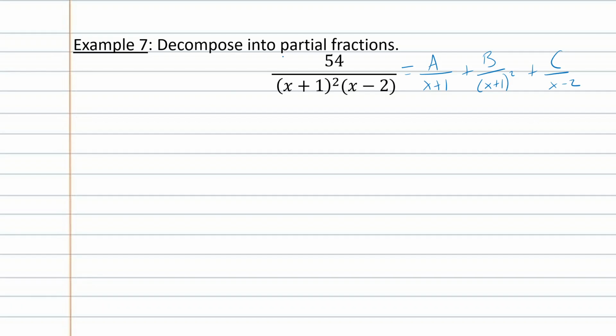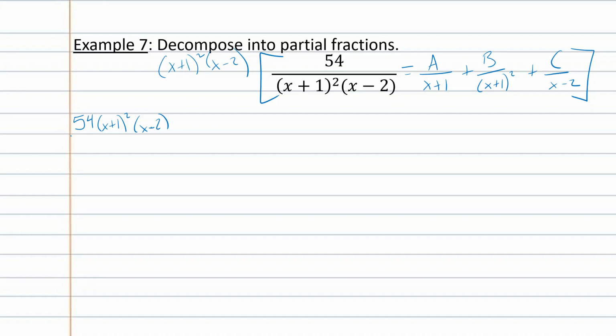Then we still do the same thing. We need to multiply by that denominator on that left-hand side. So we multiply everything by x plus 1 squared times x minus 2. So let's get with that. It'll be a little bit of work here. I'm going to write everything out so that we don't miss any steps.